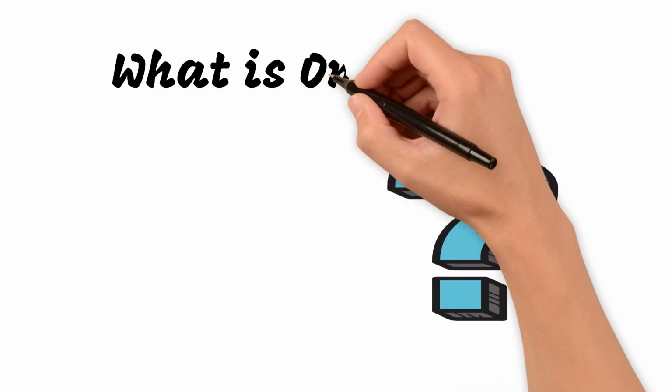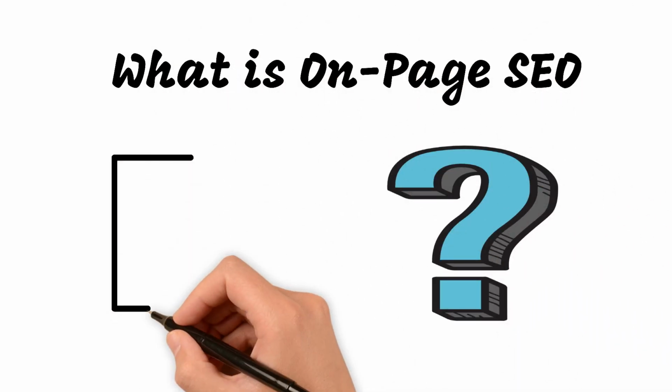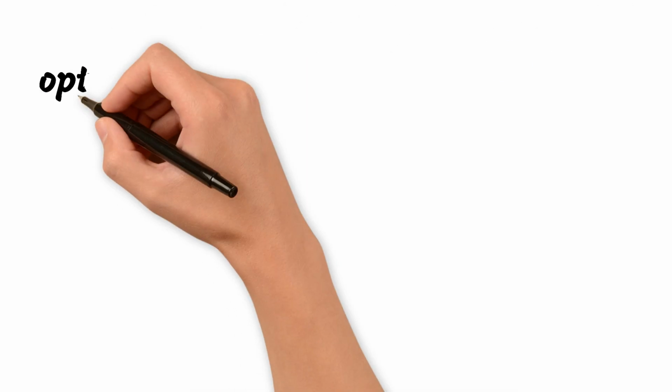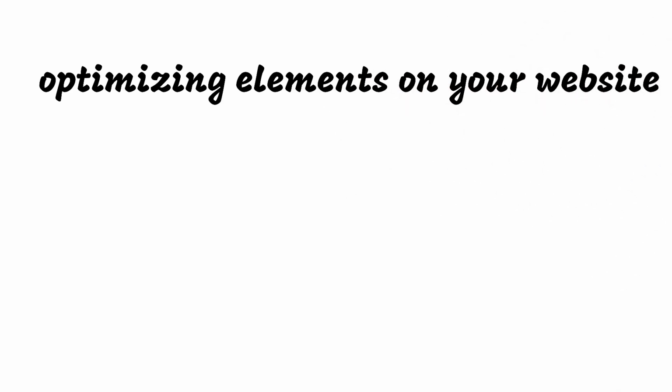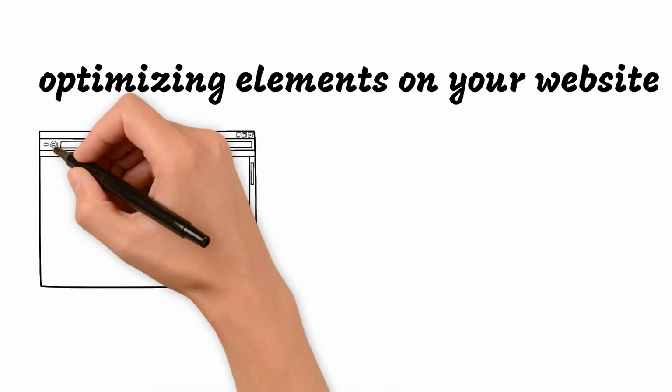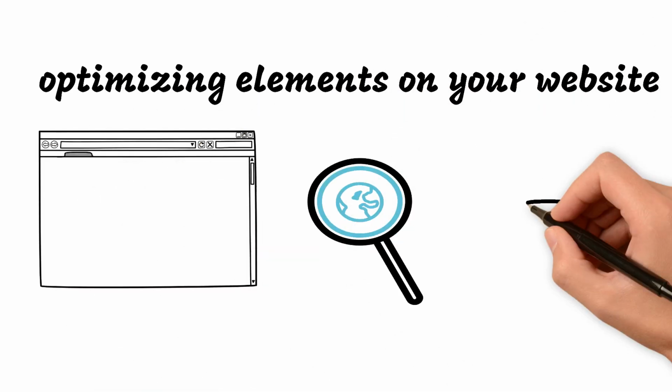What is on-page SEO? The answer lies in understanding the basics first. On-page SEO means optimizing elements on your website, so search engines understand your content and rank it higher.